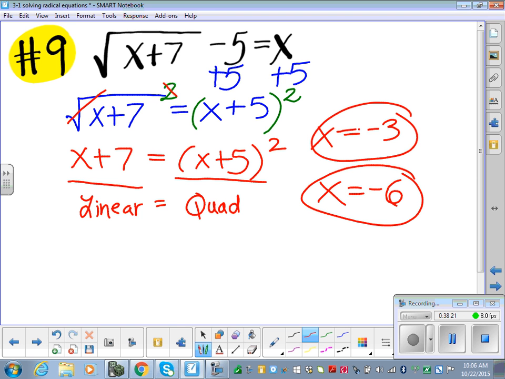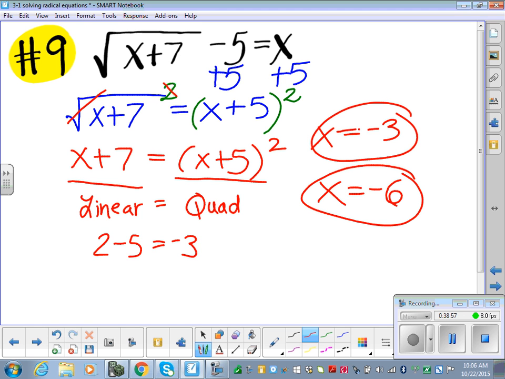All right, now you have to check your answers. I'm not going to do that. Actually, I am, because this one has an extraneous solution. So everybody look with me. If I plug in -3 right in for x, we have -3 plus 7, which is 4, right? So the square root of 4 is 2. 2 minus 5 is -3. Is -3 equal to -3?